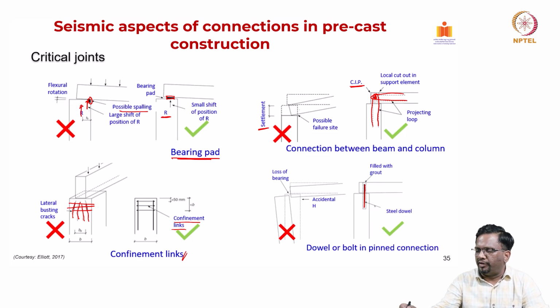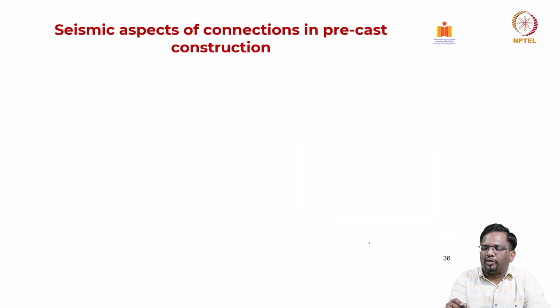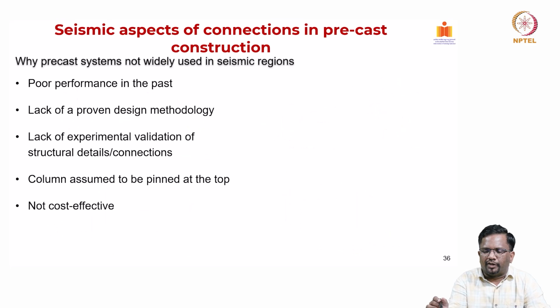So either you achieve this kind of a connection or achieve it through a dowel connection, so that in case of any untoward movement of the vertical element, the horizontal element will not fall off. So that is the idea. Now, what are the seismic aspects of connections in precast construction?